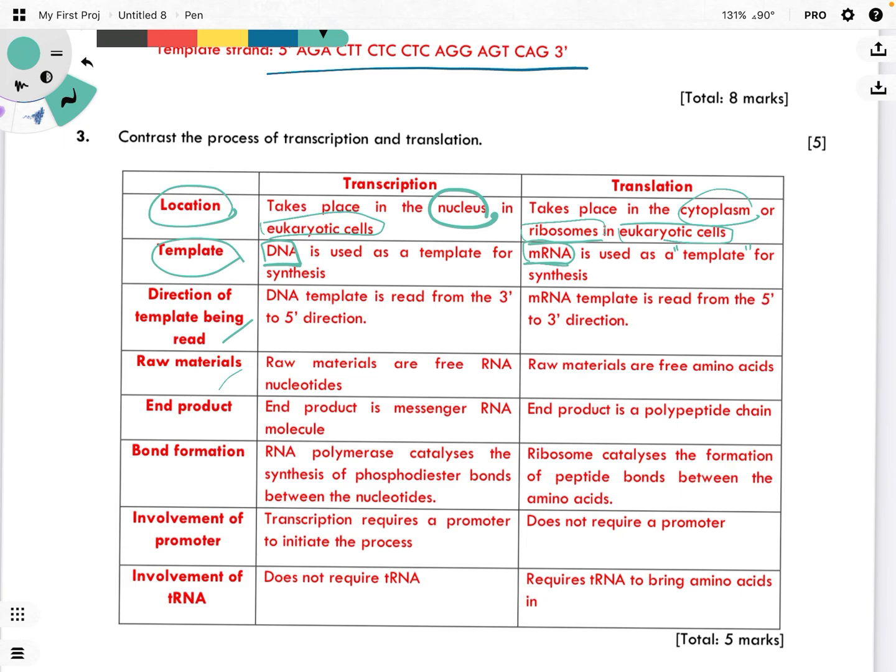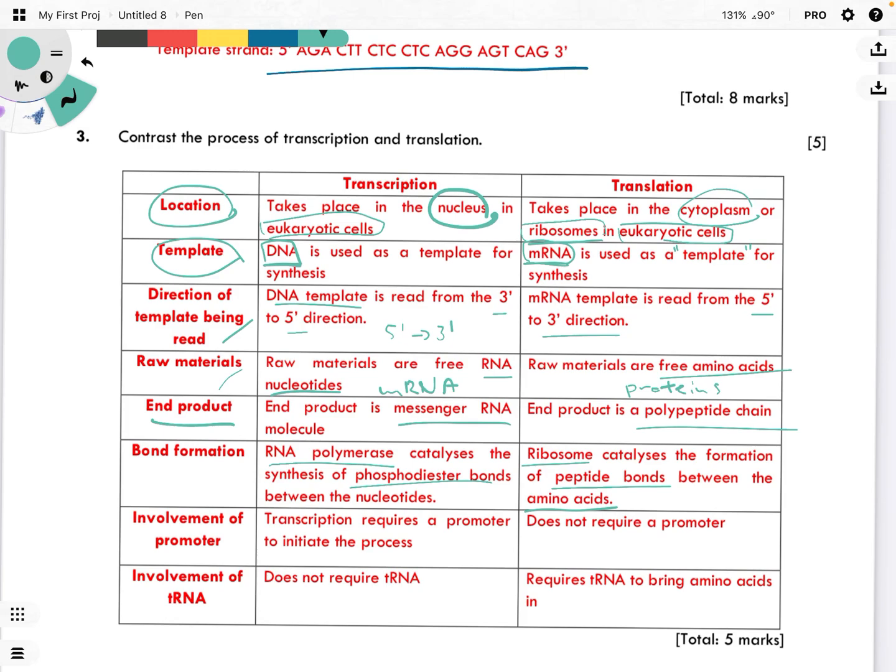Next, direction of template being read. Actually, you read the DNA template strand in the 3' to 5' direction because the mRNA is synthesized in the 5' to 3' direction. And translation just takes that and immediately reads it in the 5' to 3' direction to synthesize the primary structure. Next, we look at raw materials. For transcription, we will need free RNA nucleotides to create mRNA. Whereas in translation, we will need free amino acids to create proteins. The end product of transcription is the mRNA, whereas the end product of translation is a polypeptide chain. The bonds that are formed in transcription are phosphodiester bonds, catalyzed by RNA polymerase, and in translation, the ribosome catalyzes the formation of peptide bonds between amino acids.